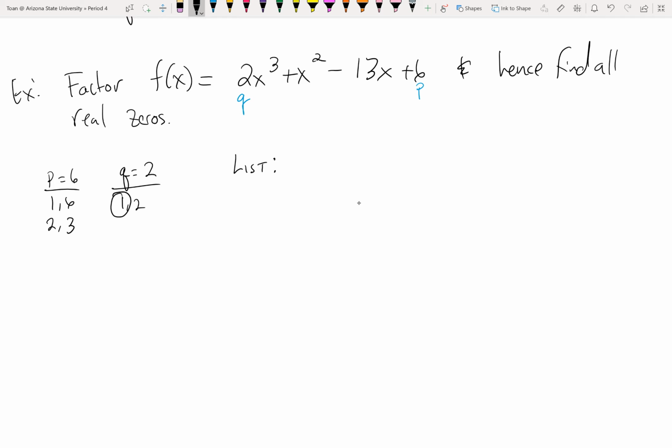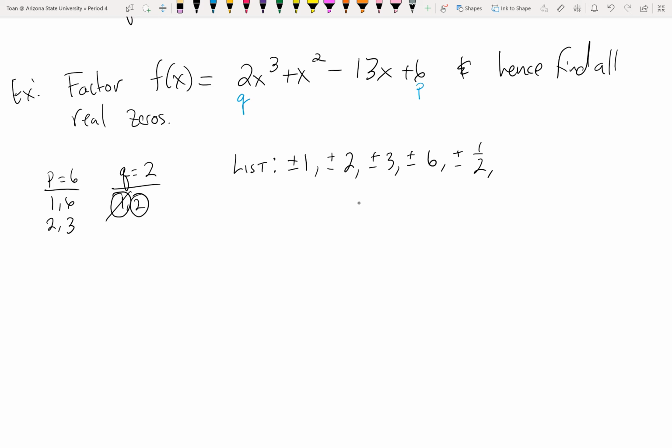So let's divide every p number by q equals 1. So 1 divided by 1 is 1. 2 divided by 1 is 2. 3 divided by 1 is 3. 6 divided by 1 is 6. I divided all the p numbers by 1. Just do the same thing with 2. Divide all the p numbers by 2. 1 divided by 2 is 1/2. 2 divided by 2 is 1. Wait a minute, I've already written down a 1 here, so I don't need to double write it. You don't need to double write.